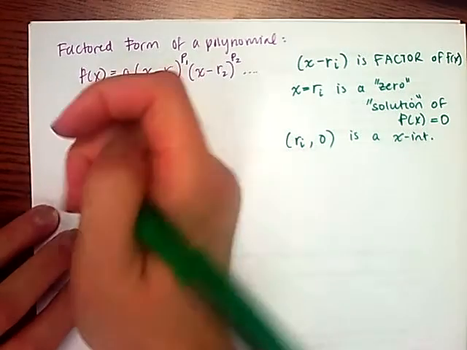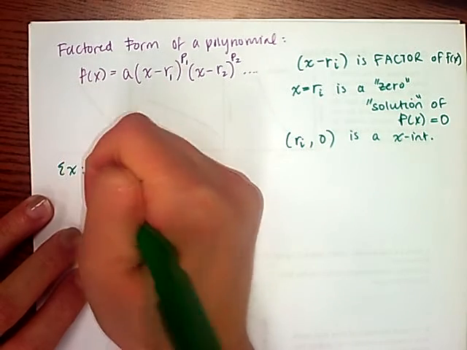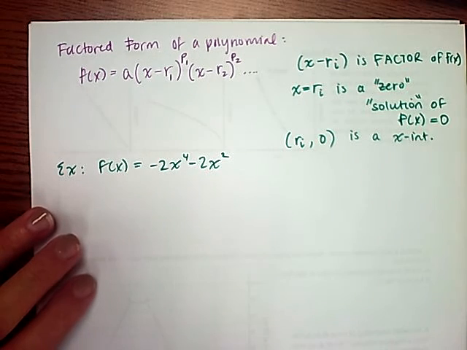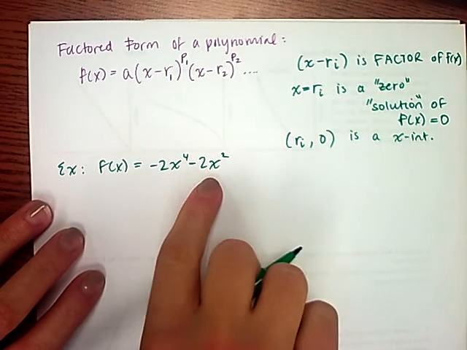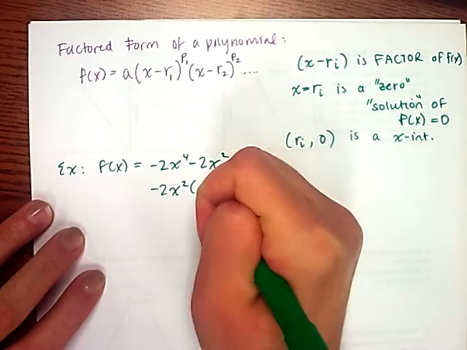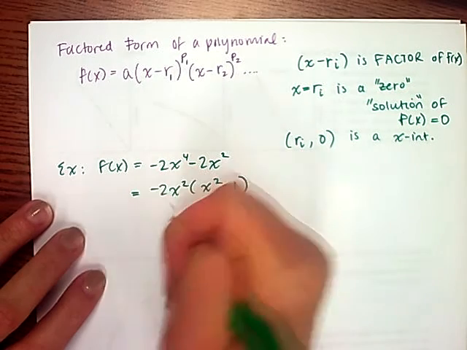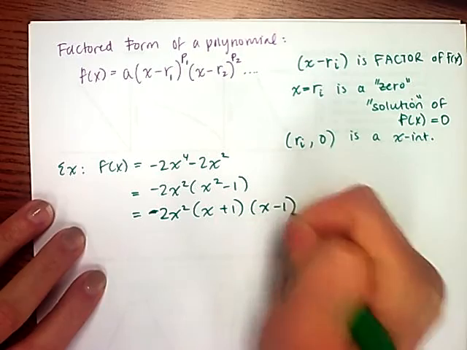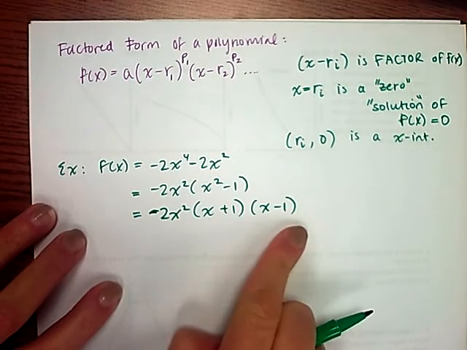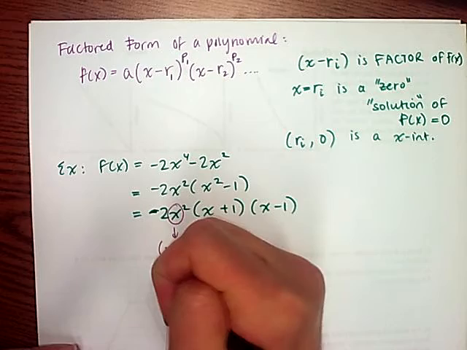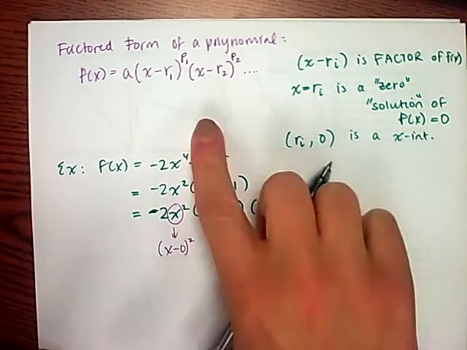So just as a quick example, if I have something like f of x equals negative 2x to the fourth minus 2x squared, and I wanted to find the factored form, how do I factor this? I could factor out a GCF, which is negative 2x squared. What's left is x squared minus 1. That factors further. And then each of these factors is giving me a 0. So technically, this right here is the same thing as saying x minus 0 squared, right? If I'm thinking about this form.